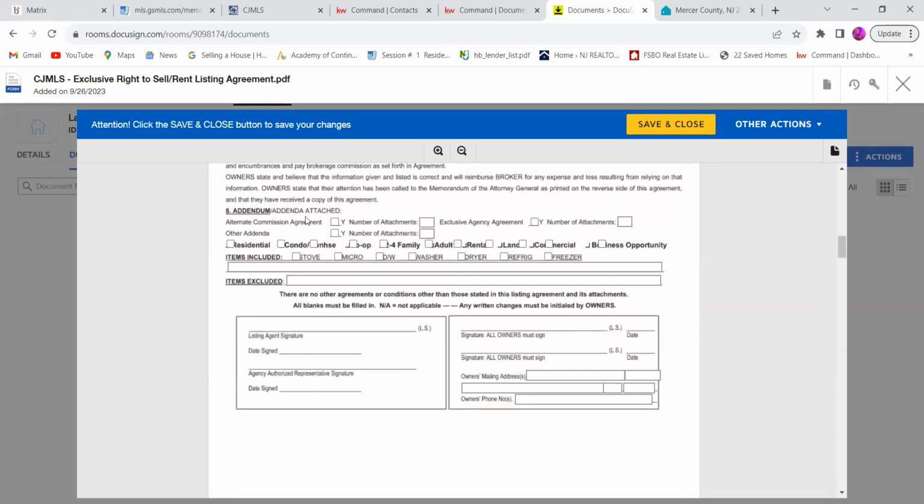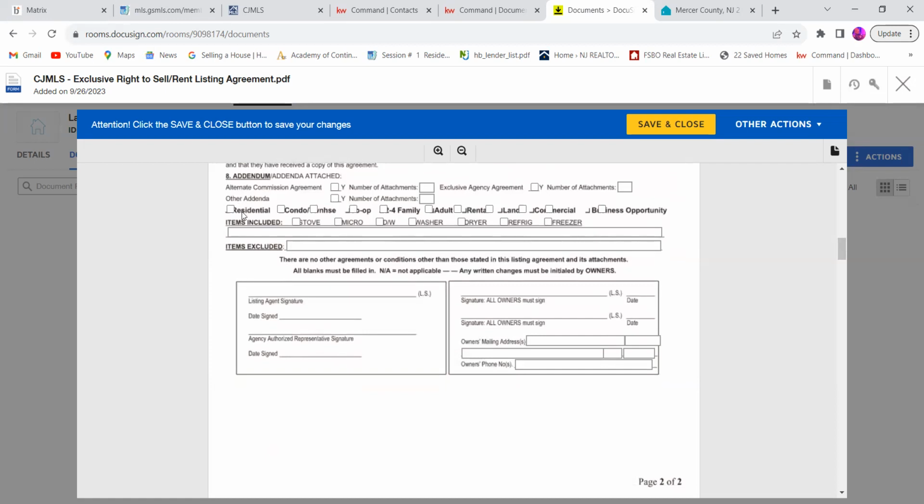So these are for any addendums, anything you need to attach, anything that needs to be changed. Like if you have an as-is addendum, you can get that signed and that would be attached, and you would just put whatever you have attached here, the number of attachments and all that stuff. Typically, we don't use this stuff either.